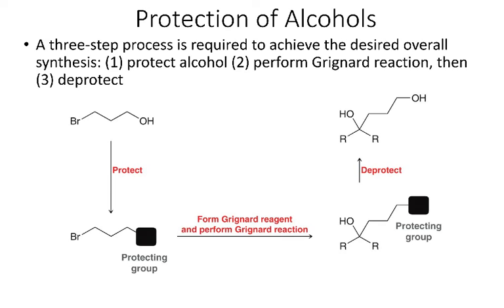So what I want to do is first add a protecting group to protect the alcohol, and here we're just putting a black blob. We'll talk about what the protecting group is later. We can then, now that we've protected the alcohol, go ahead and do the Grignard reagent, and then the third step is to deprotect, remove the protecting group that we added, and give us back the alcohol.